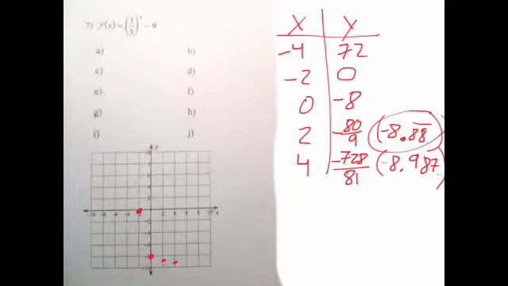It's about halfway. So my function is going to look something like this. And it shoots up really, really fast. And it gets really, really close to this negative 9 fellow. So that's my asymptote of y equals negative 9.